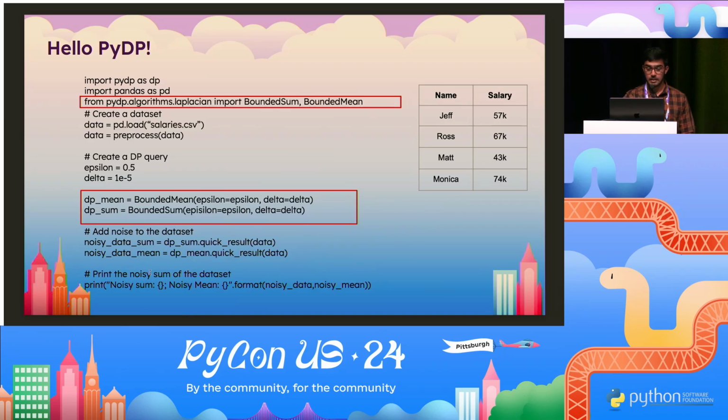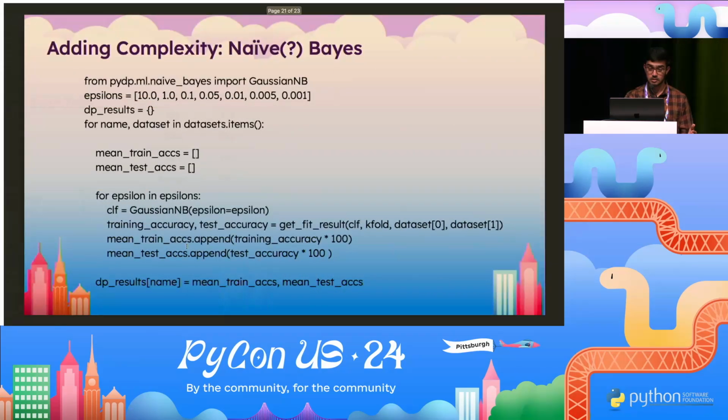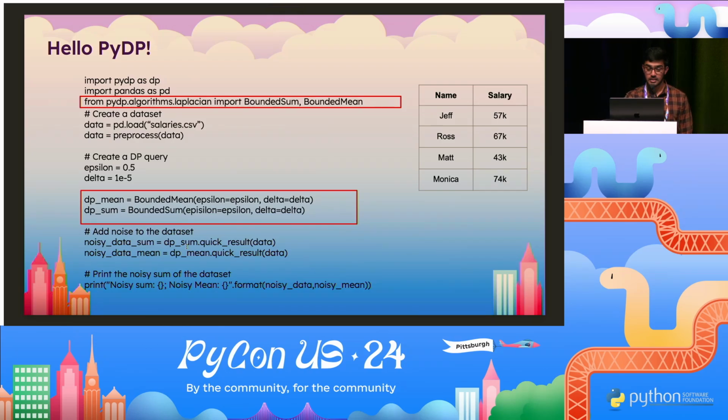And now, instead of getting the true sum and true mean, I get the noisy sum and noisy mean. And if I expose these APIs, I would be sure that I'm not compromising the privacy of any of the individuals participating.